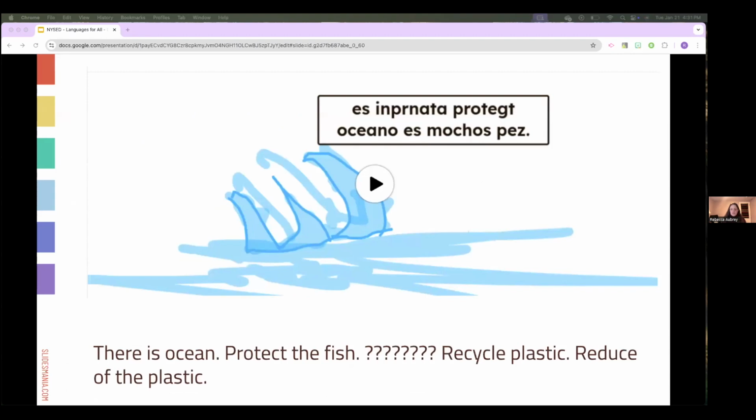I'm going to show you these are just screenshots of a couple of examples. Their prompt was to talk about why ocean contamination is important. And this was about all that this student could produce at the start of the unit. I just did a rough translation of what he said from his Spanish to English to make this accessible to everyone here. But he was basically only able to say, this is ocean, protect the fish, something I could not, and I am the most sympathetic listener in the world. I could not figure out what he said. He said, recycle plastic, reduce of the plastic.